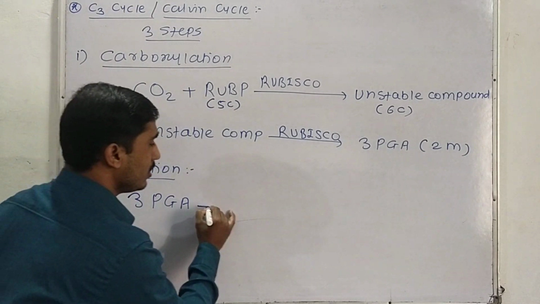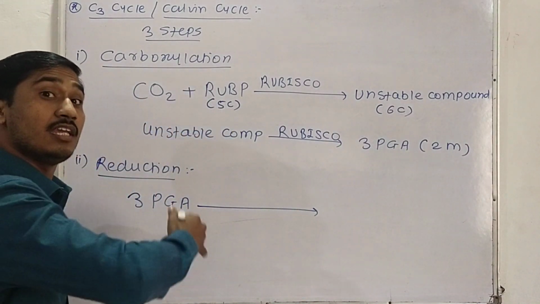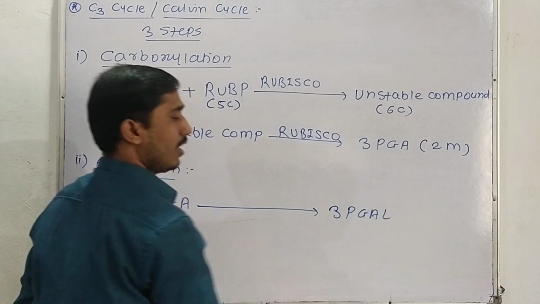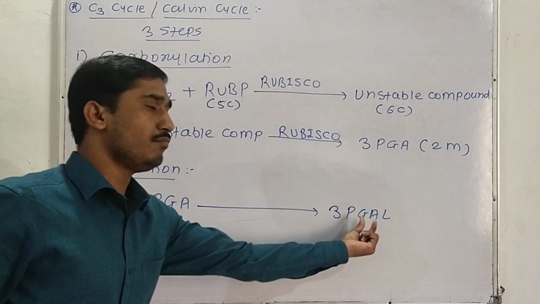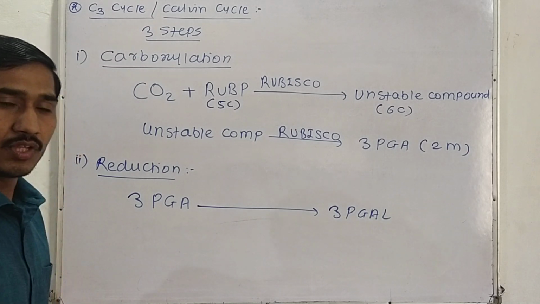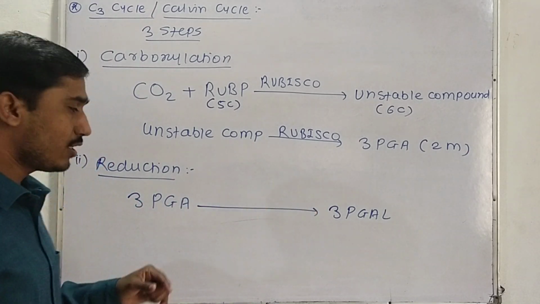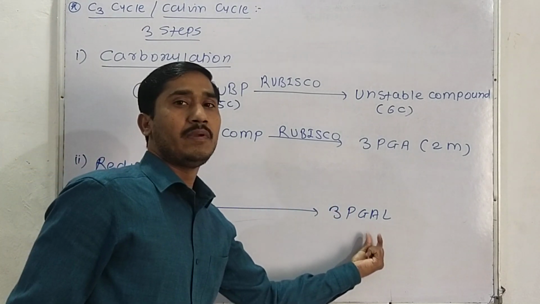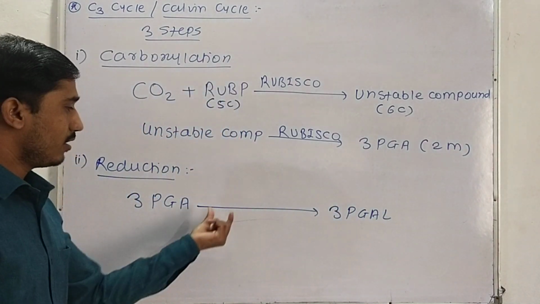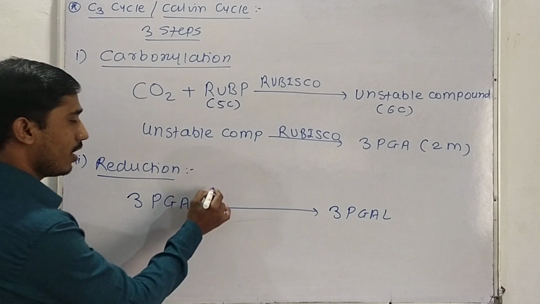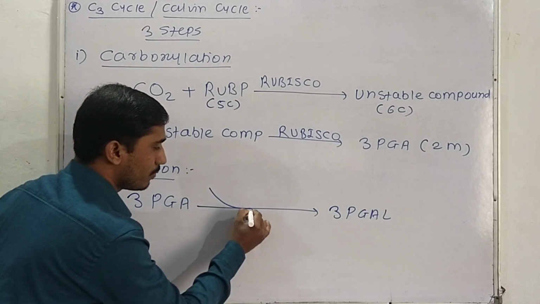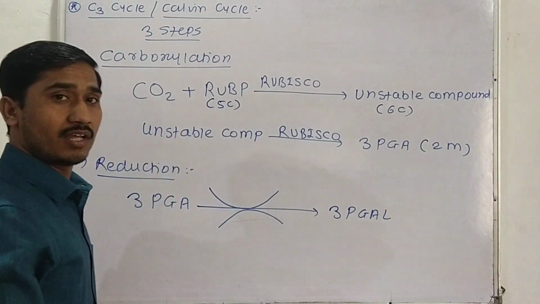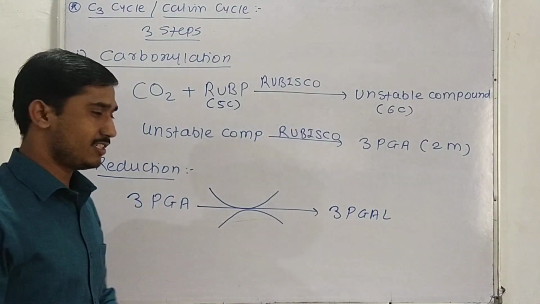3-PGA is reduced to 3-PGAL. PGAL means phosphoglyceraldehyde. So actually, from one molecule of PGA, one molecule of PGAL is produced during the reduction process. For the reduction purpose, the plant is going to use a reducing power which is produced in the light reaction.